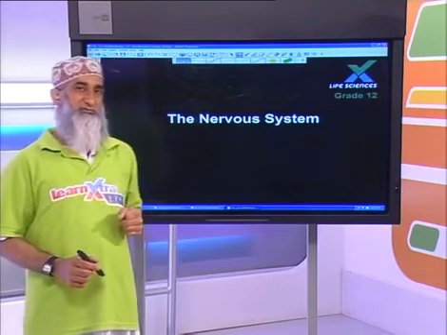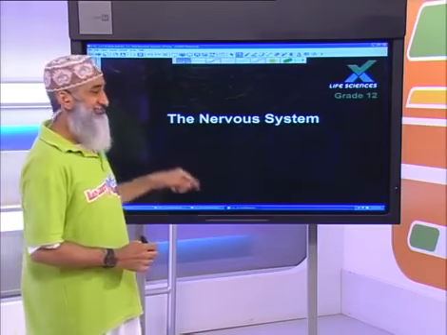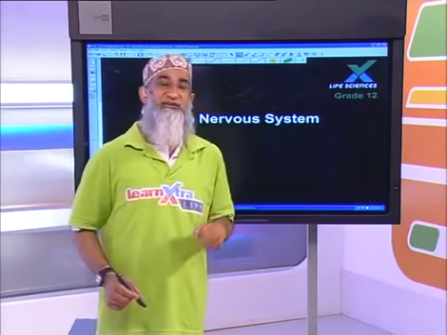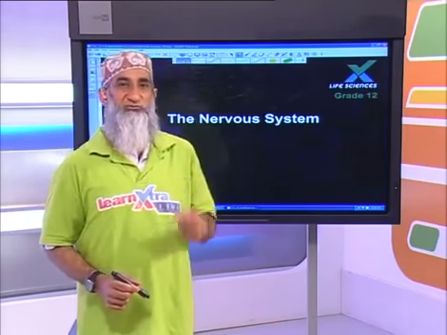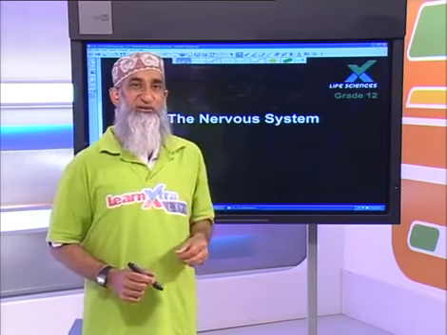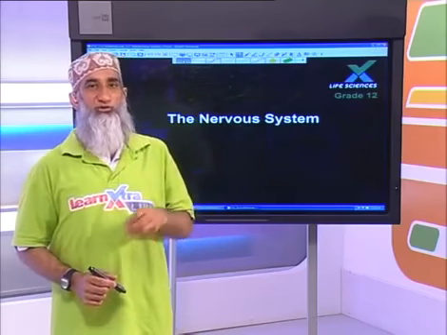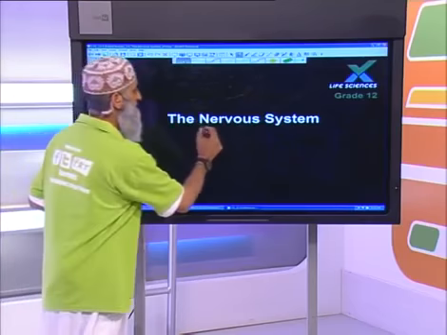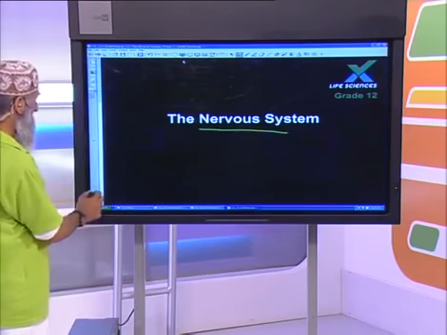And the first system that we encounter is the nervous system. There are 2 systems that are involved in response to the environment in the human, and that is the nervous system and the endocrine system, or the chemical coordination system. We are looking at the first of those 2, and that is the nervous system.